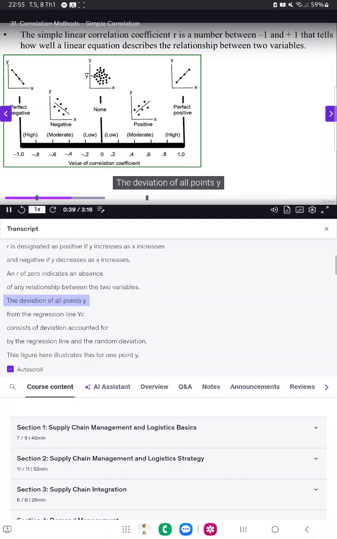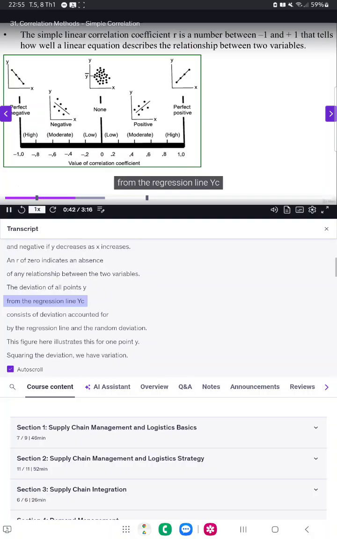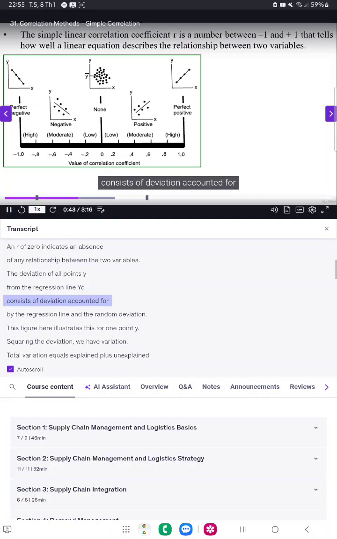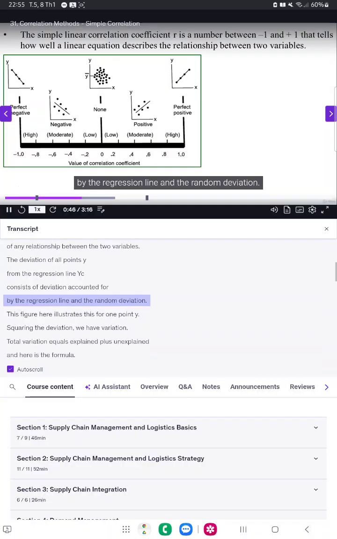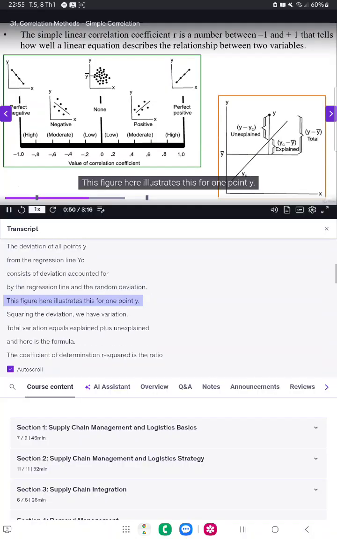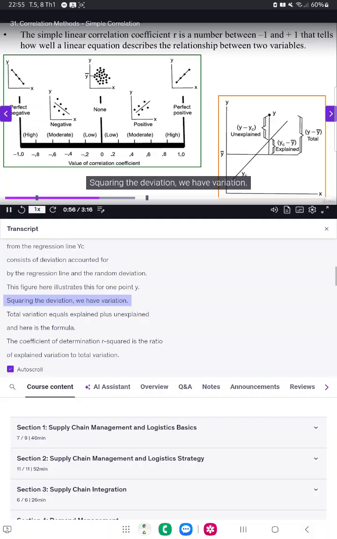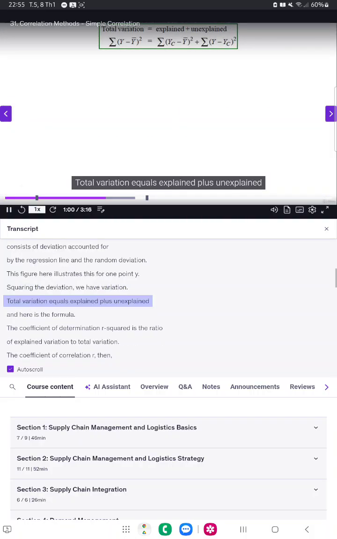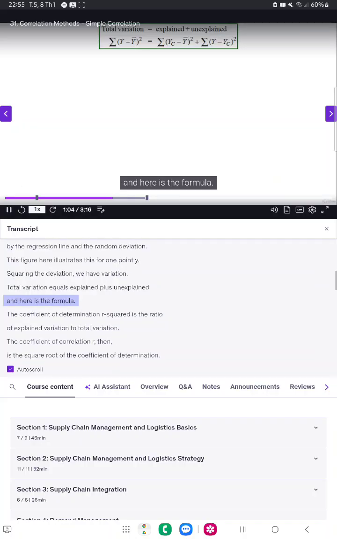The deviation of all points Y from the regression line YC consists of deviation accounted for by the regression line and random deviation. This figure here illustrates this for one point Y. Squaring the deviation, we have variation. Total variation equals explained plus unexplained, and here is the formula.